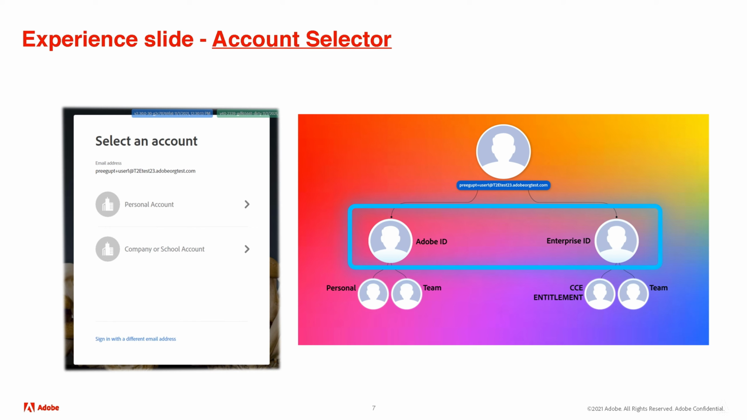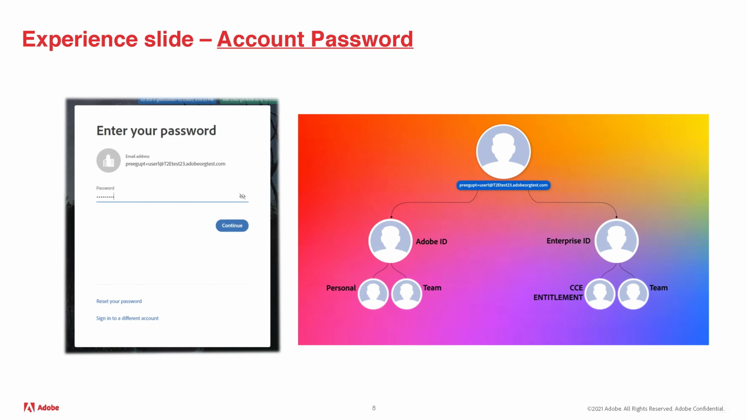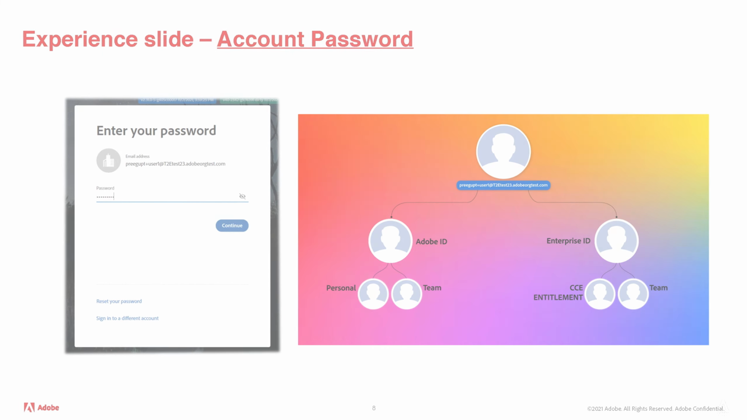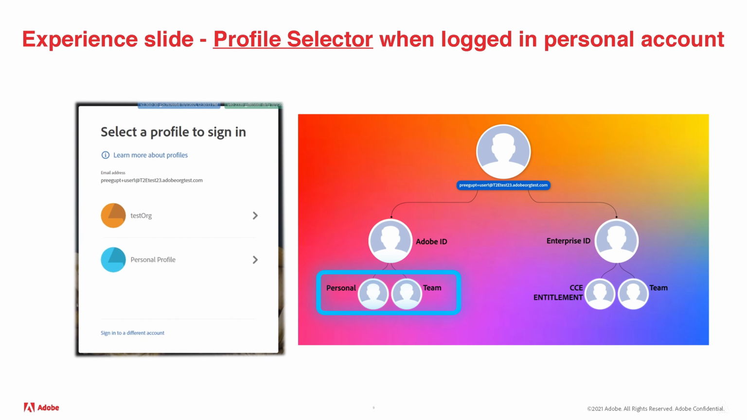Continuing with our example, let's say the user selects personal account. Upon selecting personal account, the user is prompted to enter their password and then clicks Continue. And after entering their password, the user is presented with a profile selection. In our example, since the user's Adobe ID or personal entitlement has been invited to a team, which gave them a team entitlement, they are presented the option to select either their personal profile or their team entitlement, here represented as test org. Let's say the user selects their personal profile.